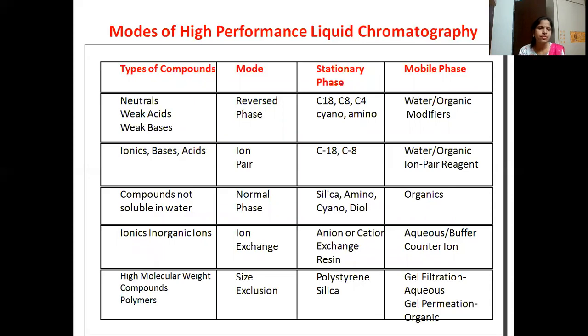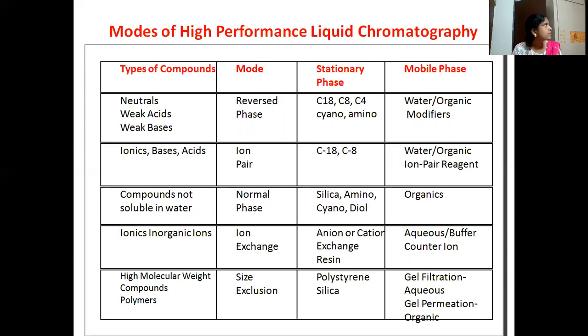In the first type, you can look, it is neutral, weak acids and weak bases, and the mode we use is reversed phase. Stationary phase is C18, C8, C4, cyano, amino, everything. Mobile phase, water or organic modifiers can be used. Then for ionics, that is bases and acids, we generally use ion pair mode. Again, the stationary phase is C18, C8. Mobile phase is the same, water or any organic, or an ion pair reagent can be used as a mobile phase.